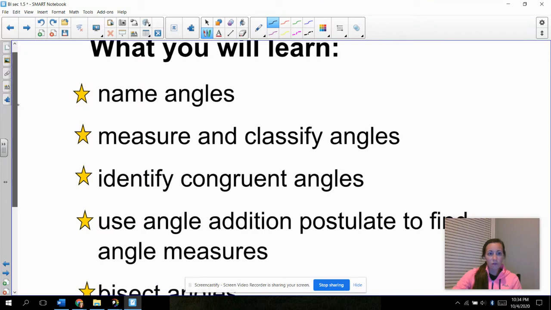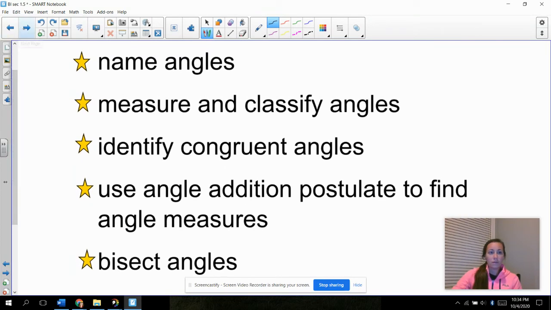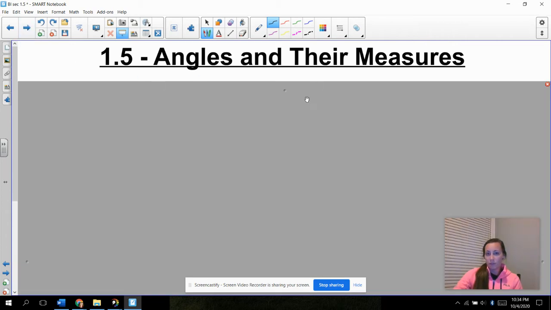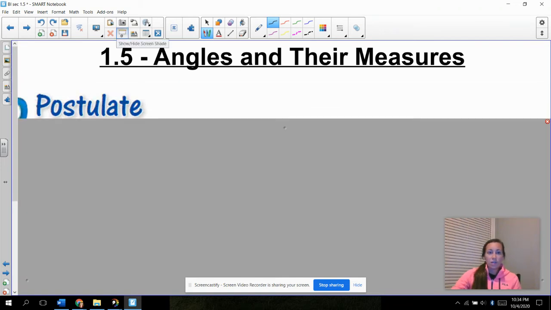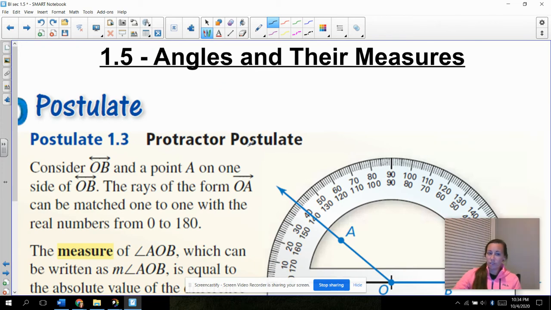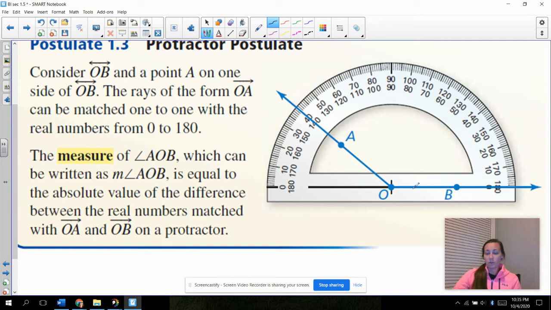Okay, so these are all the things we're going to talk about today, and feel free to pause to write stuff down at any point. All right, 1.5, angles and their measures. So this first slide here is talking about the protractor postulate, and we will get some practice with that protractor in a second, but here's an example.